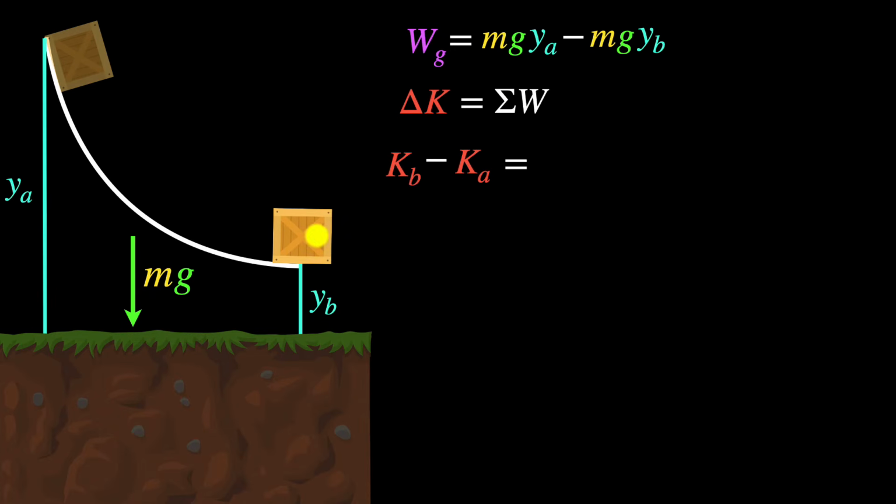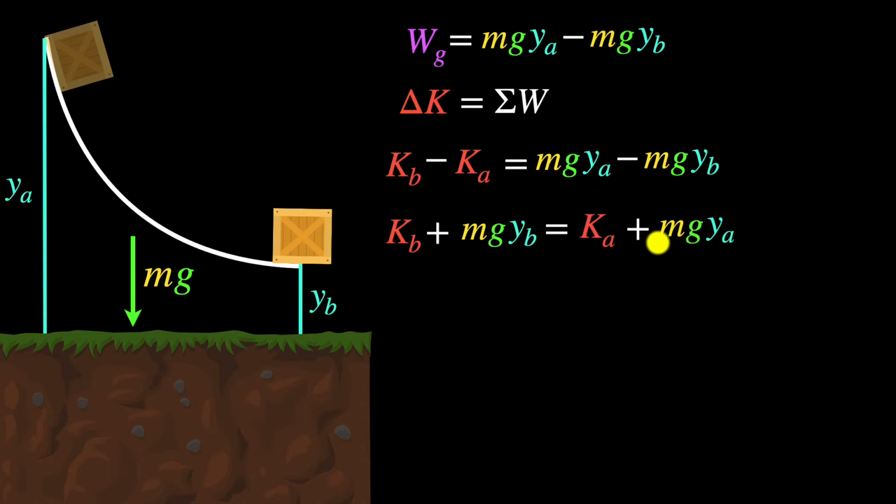And what is the total work done on this object? If we ignore friction and air resistance, then gravity is the only force doing work. I mean, there is a normal force acting, but it's perpendicular to the direction of the motion, so it will not be doing any work. So since gravity is the only force doing work, this is the total work done. So I can just plug that in over here. And if I rearrange to get all the b terms on one side and the a terms on the other, then I get something really interesting. I get Kb plus mgyb equals Ka plus mgya.